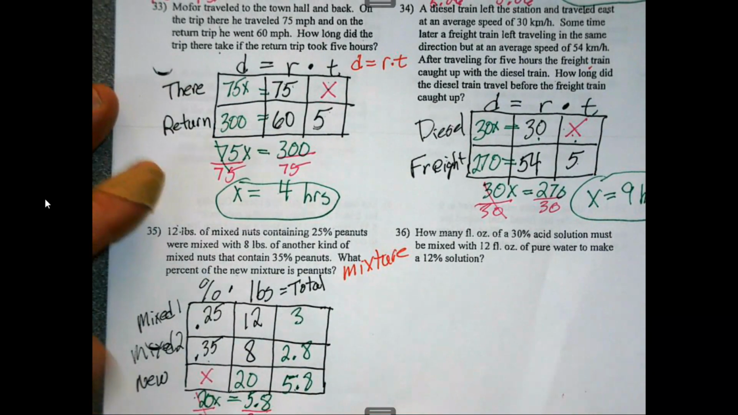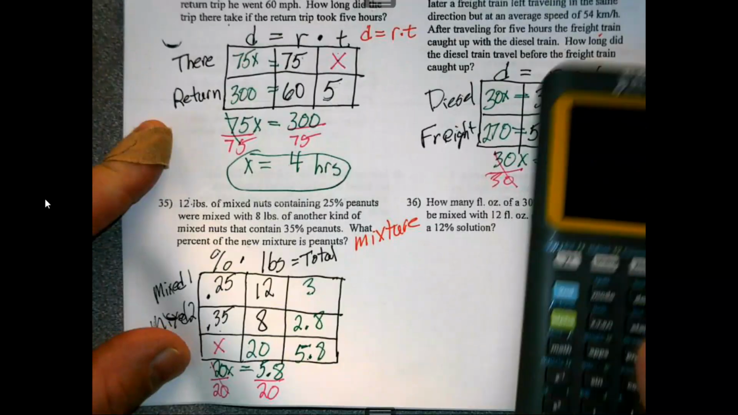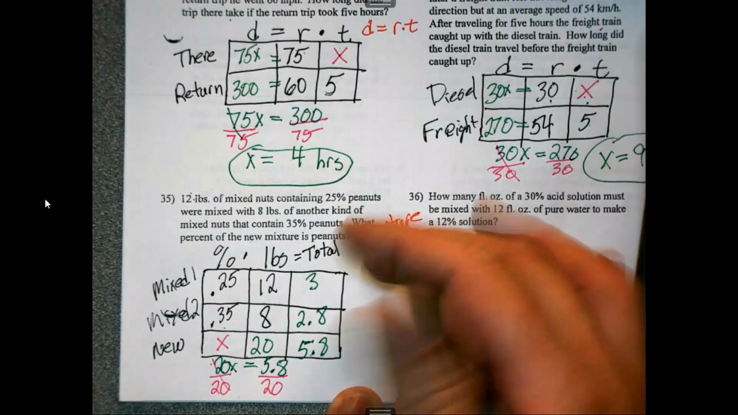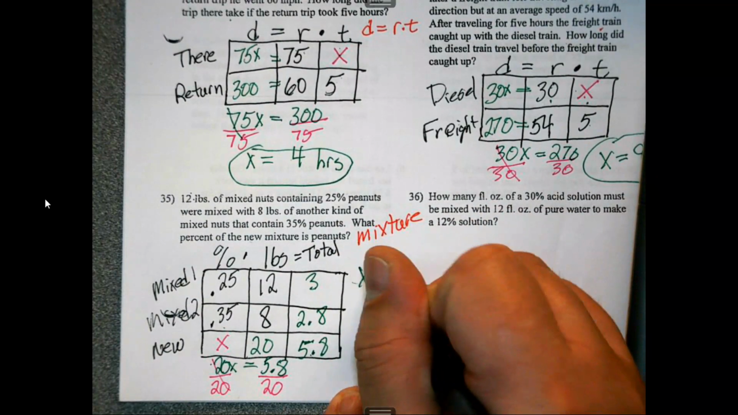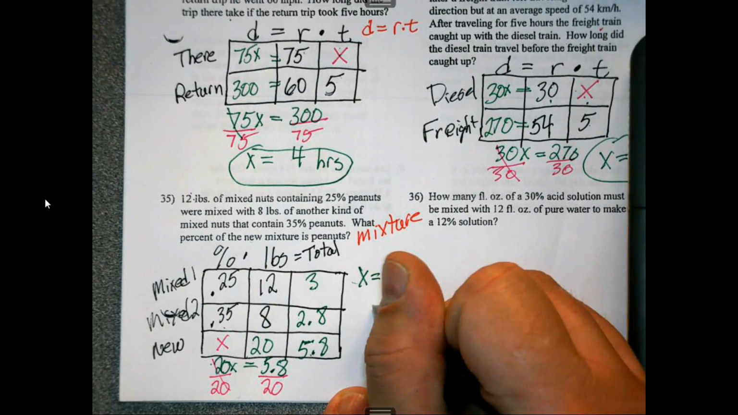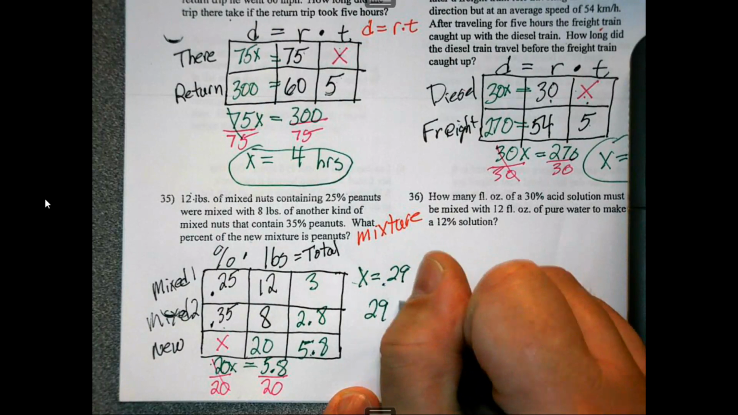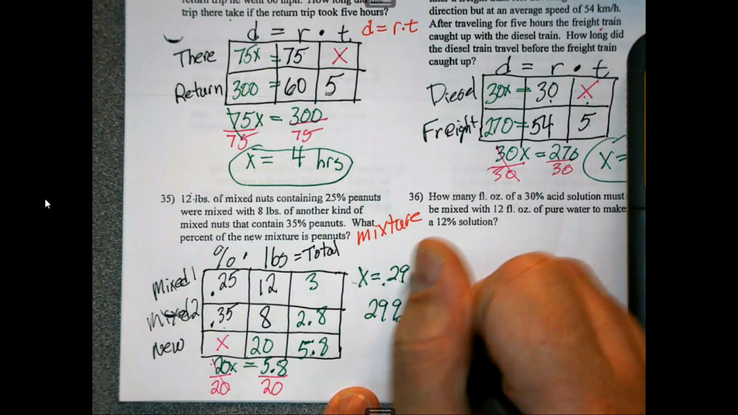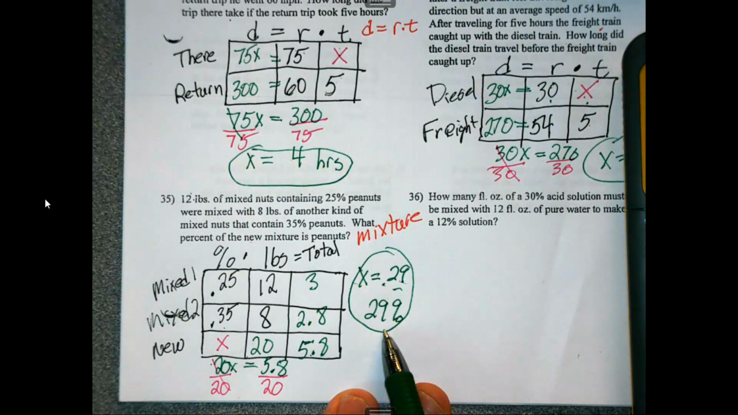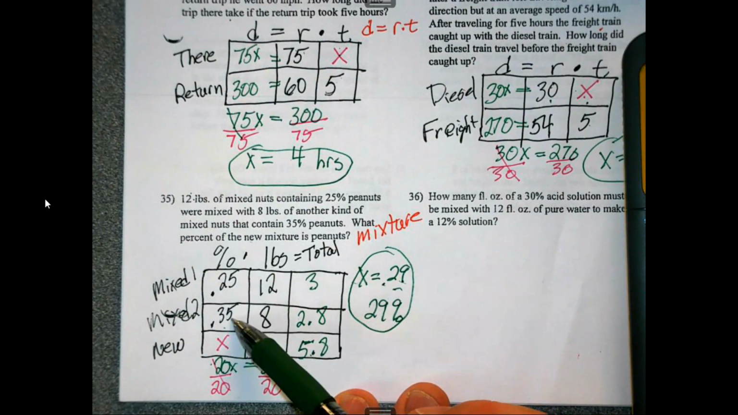And my x is going to equal 0.29, or point two nine. 29%, right? Move the decimal over, we get a percentage. Does it make sense? Well, yeah. Our mixture should be between 25 and 35%, and it does.